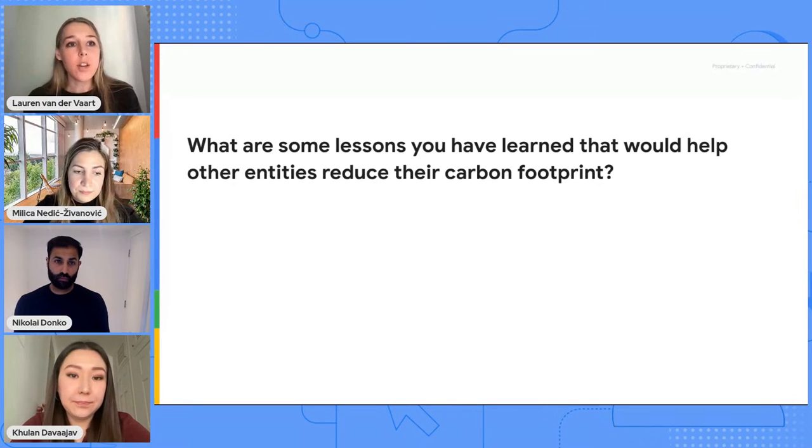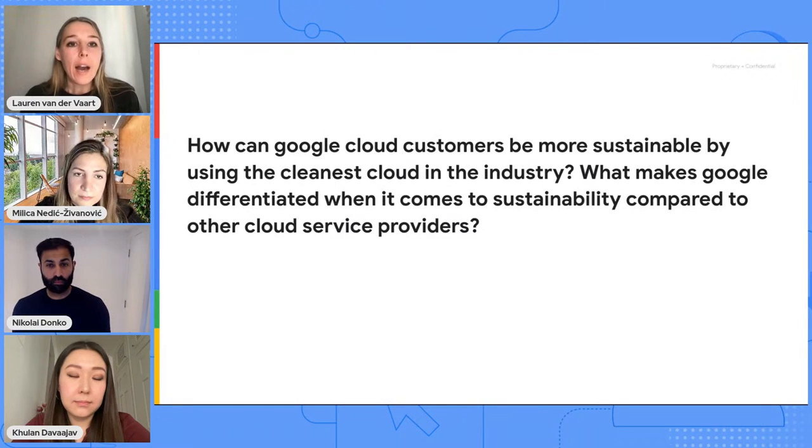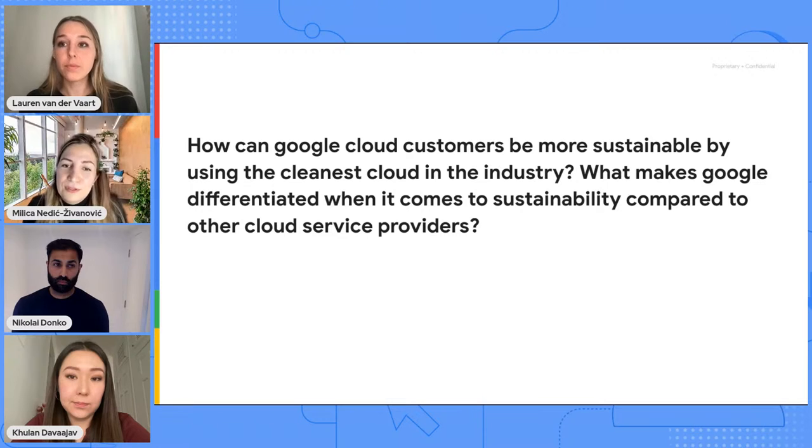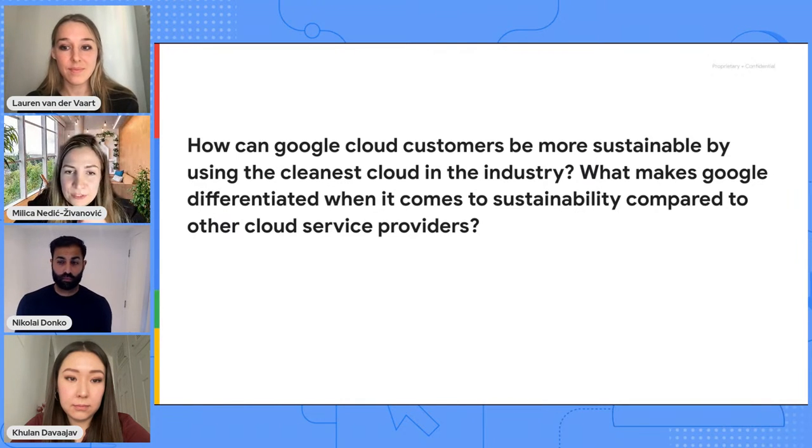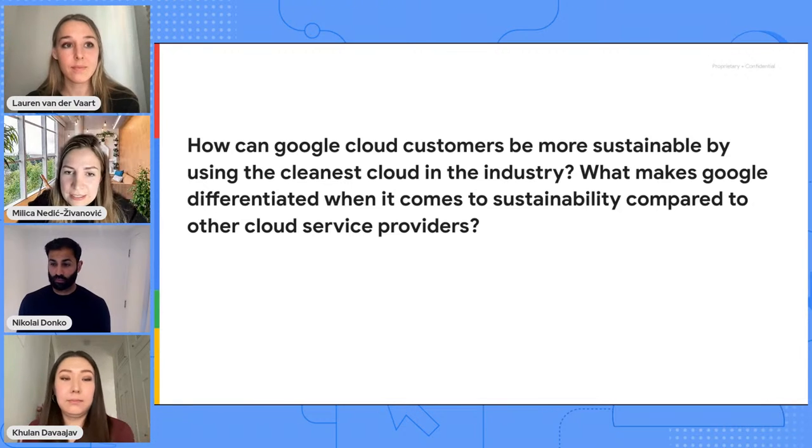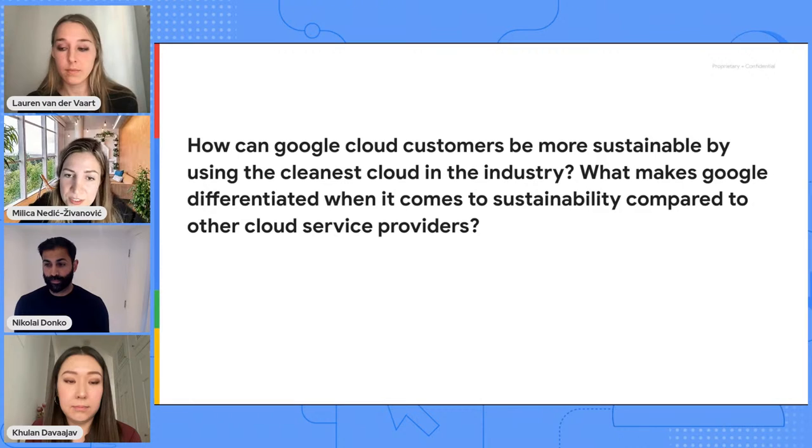Okay. So going on to our next pre-submitted question, I think we just have a couple more here. How can Google Cloud customers be more sustainable by using the cleanest cloud in the industry? What makes Google differentiated when it comes to sustainability compared to other cloud service providers? I will also take this one. Okay, so let's split this into two questions, and I will address the first one now. So as we already mentioned, when you're using GCP, you're already net neutral. And then the next step would be to implement one of the GreenOps strategies that we've mentioned, or to take a look at the active assist recommendations that you're getting.